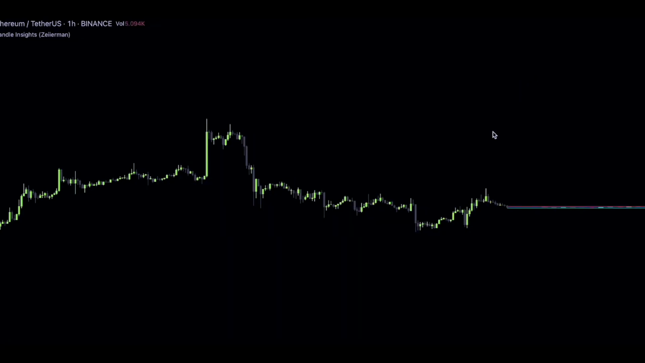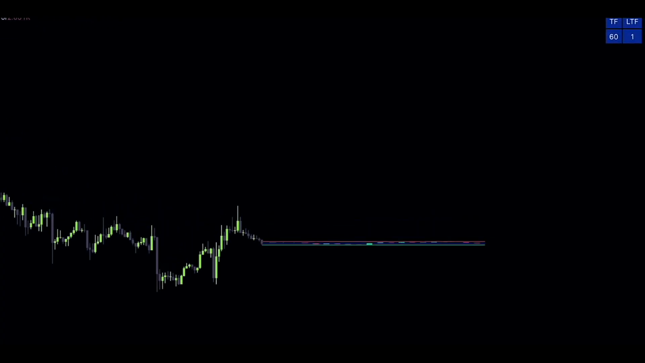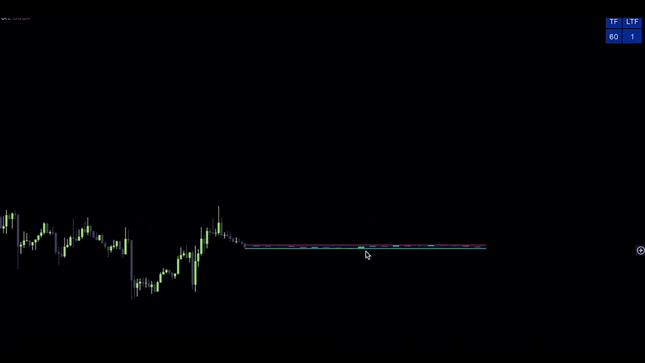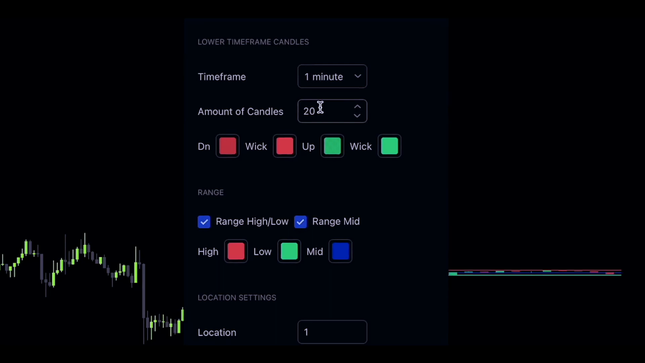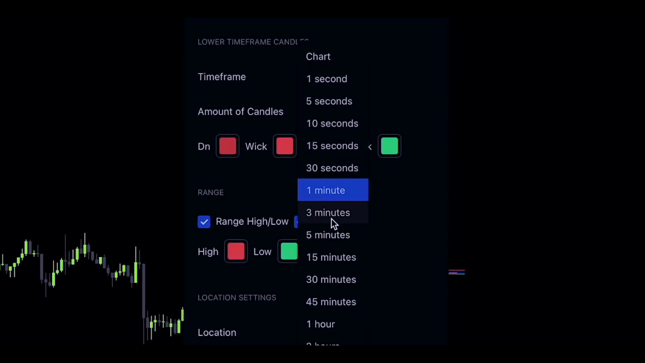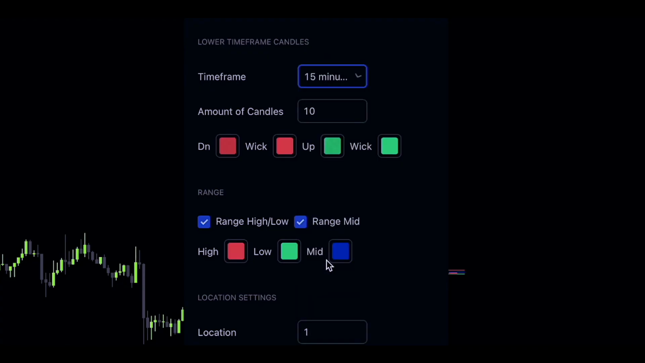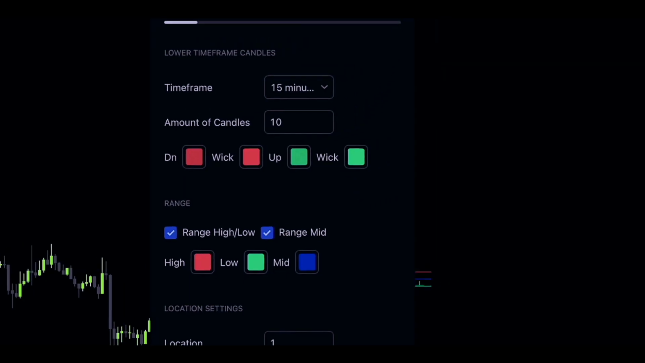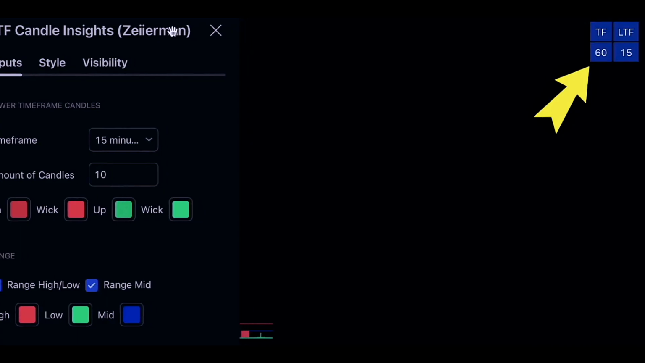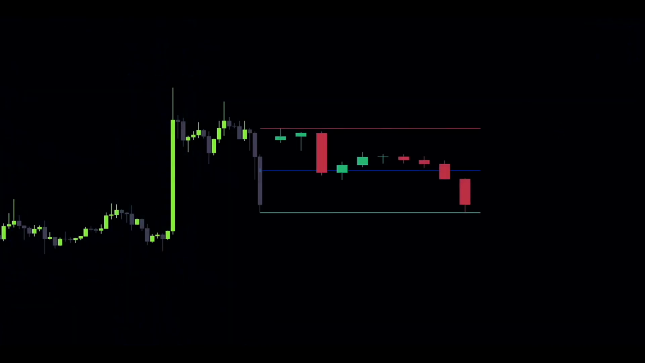The indicator essentially draws a price range representing the market movement over the last 20 candles from a lower time frame. You can tweak this number in the settings under the Inputs tab. You also have the option to pick which lower time frame you'd like to visualize on your current chart. Ideally, you should maintain a gap of 2 or 4 time frames between your base chart and the lower time frame you're referencing. To make things even clearer, both time frames are displayed in the top right corner of your chart. Another important element is the blue baseline.